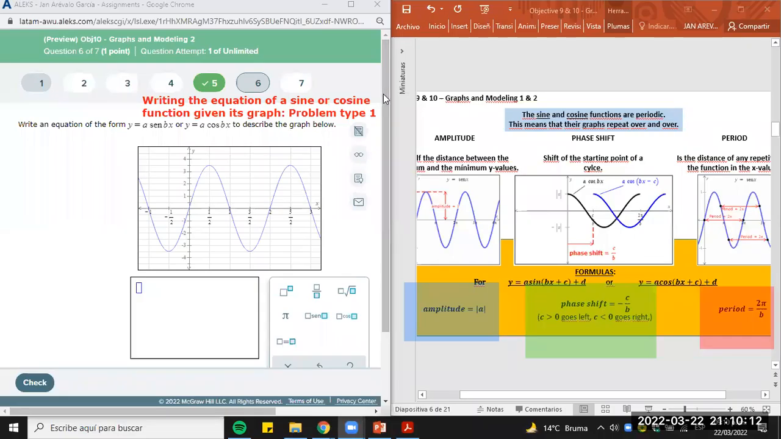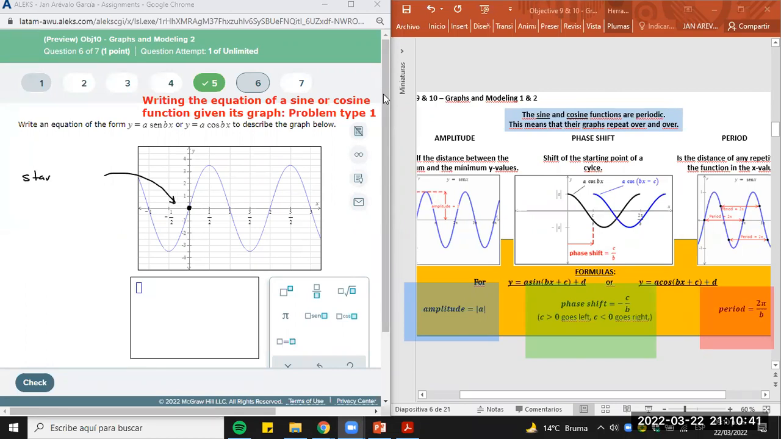Hello people, this is writing the equation of sine and/or cosine function given its graph. So this is like the inverse of the other exercises because you're given the graph and you have to build the equation. So the first thing you have to notice is where it starts, where it crosses the y-axis. So mine crosses the y-axis at 0, comma 0.